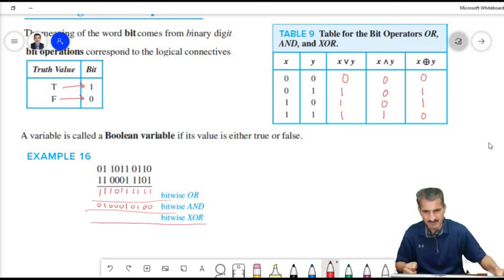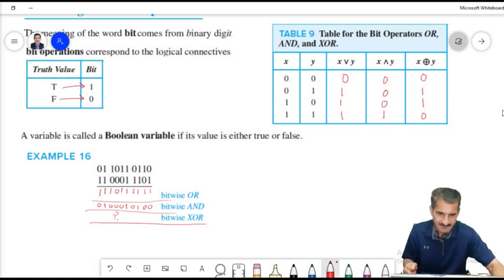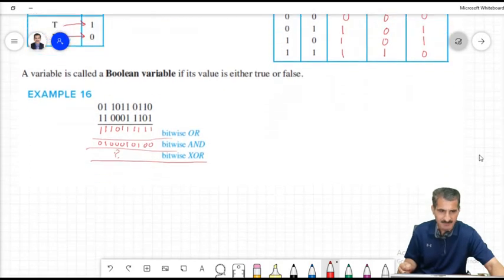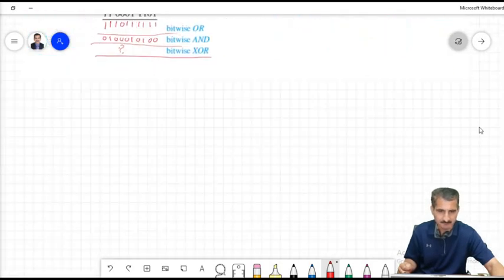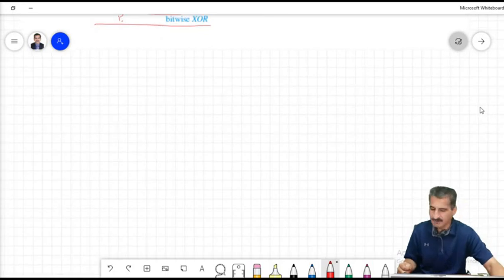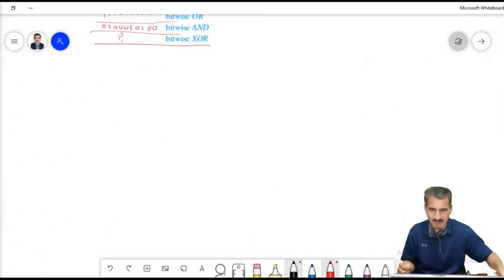And for the XOR, try to do it on your own. And if there is any mistake, please correct me. And this is what we want to discuss for today's lecture. Now, what if I ask you to make the following truth table?